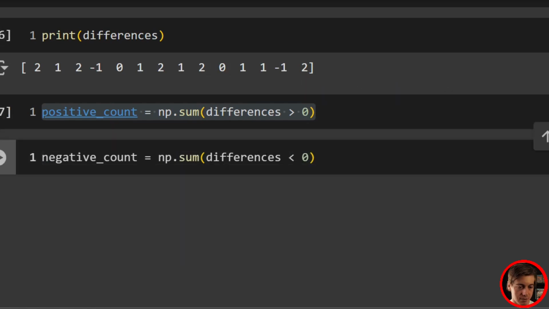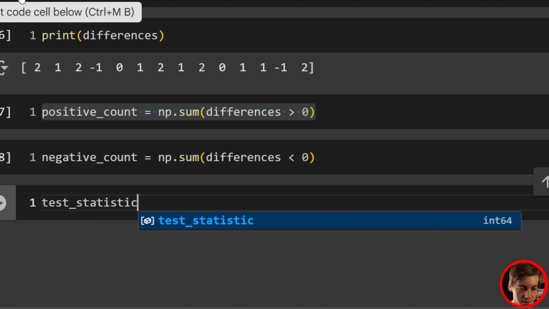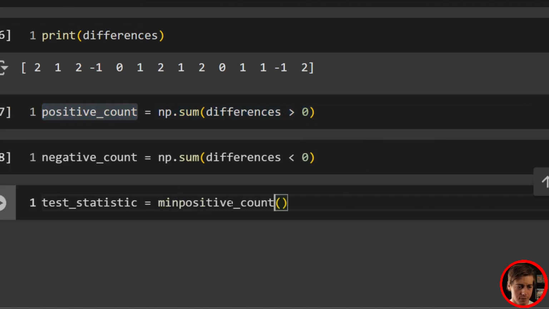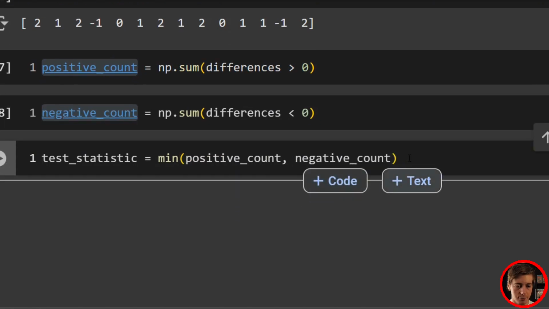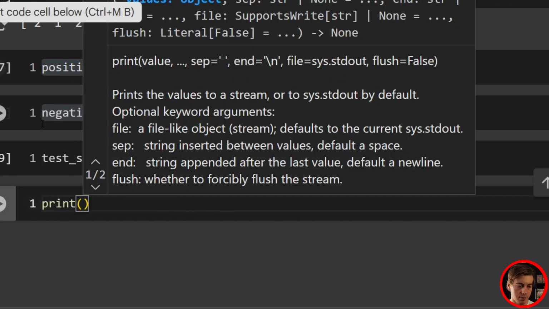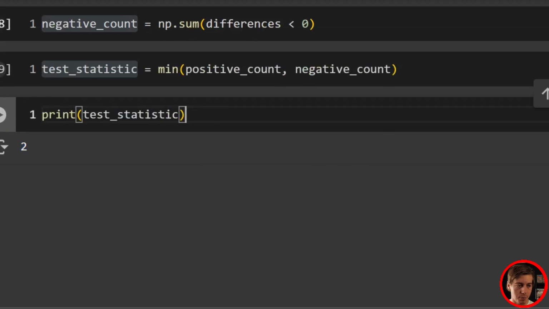Great. Then let's get our test statistic. So test statistic equals min, pass in positive and negative. And then we can print this out. So print our test statistic. And our test statistic in this case is going to be 2. So now what we can do is run our binomial test.